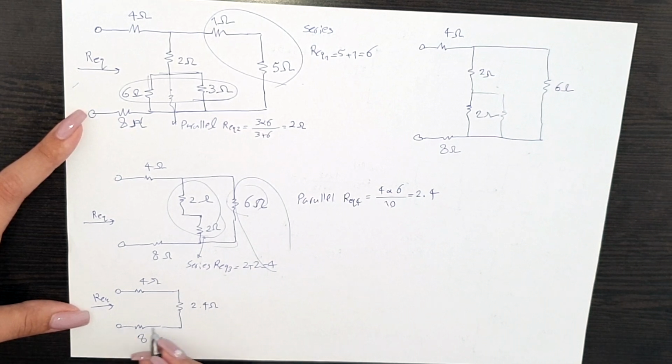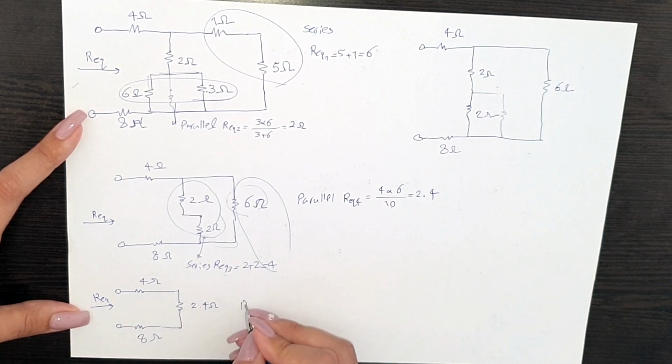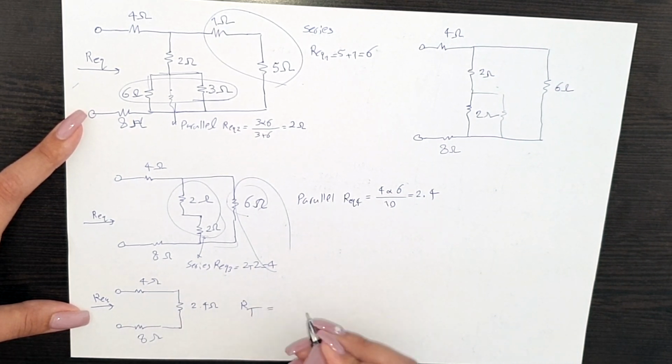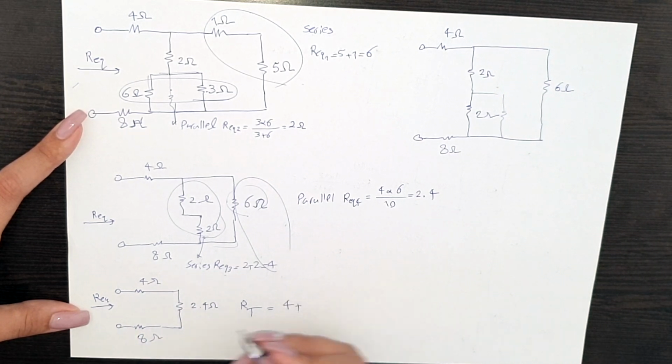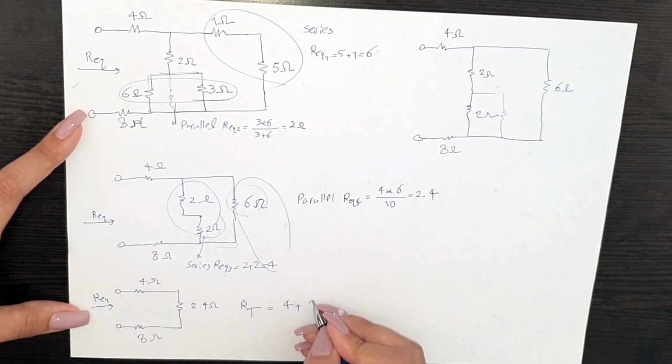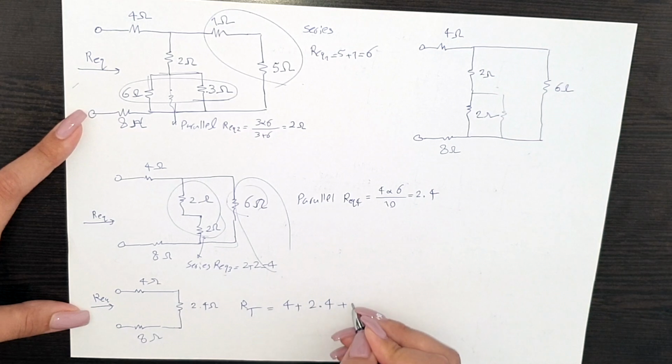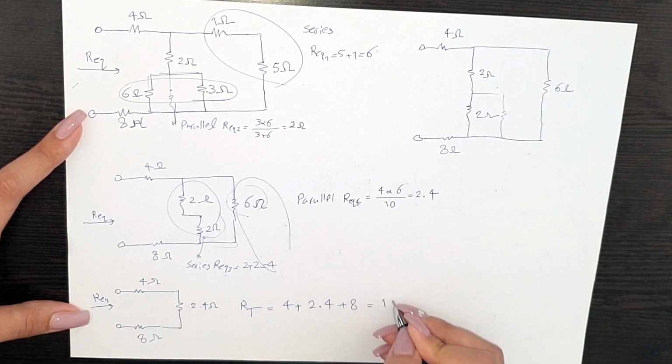Now it's easy, they're all connected from one side, so our total in the whole circuit is the R equivalence of these three, which is their sum, and which is 14.4.